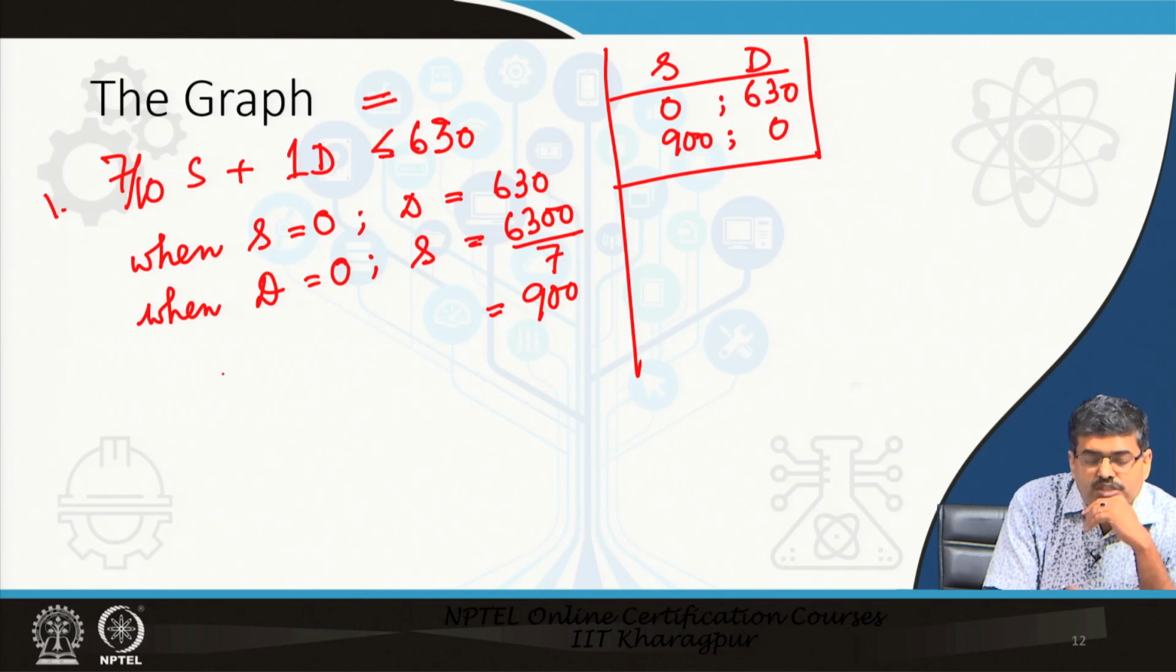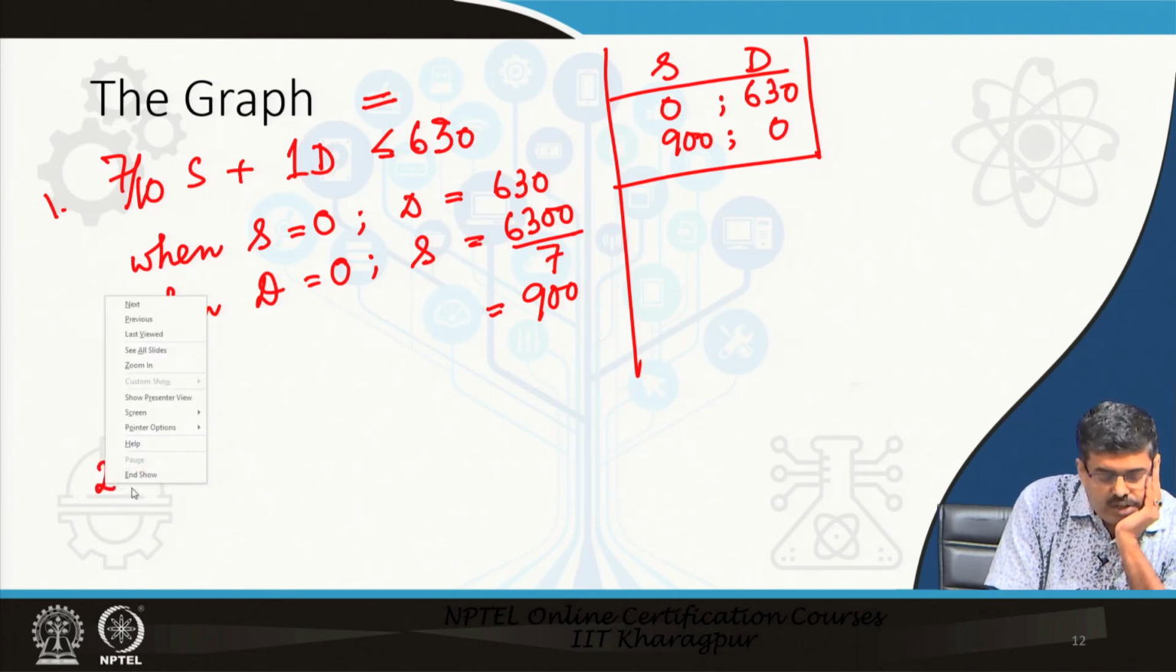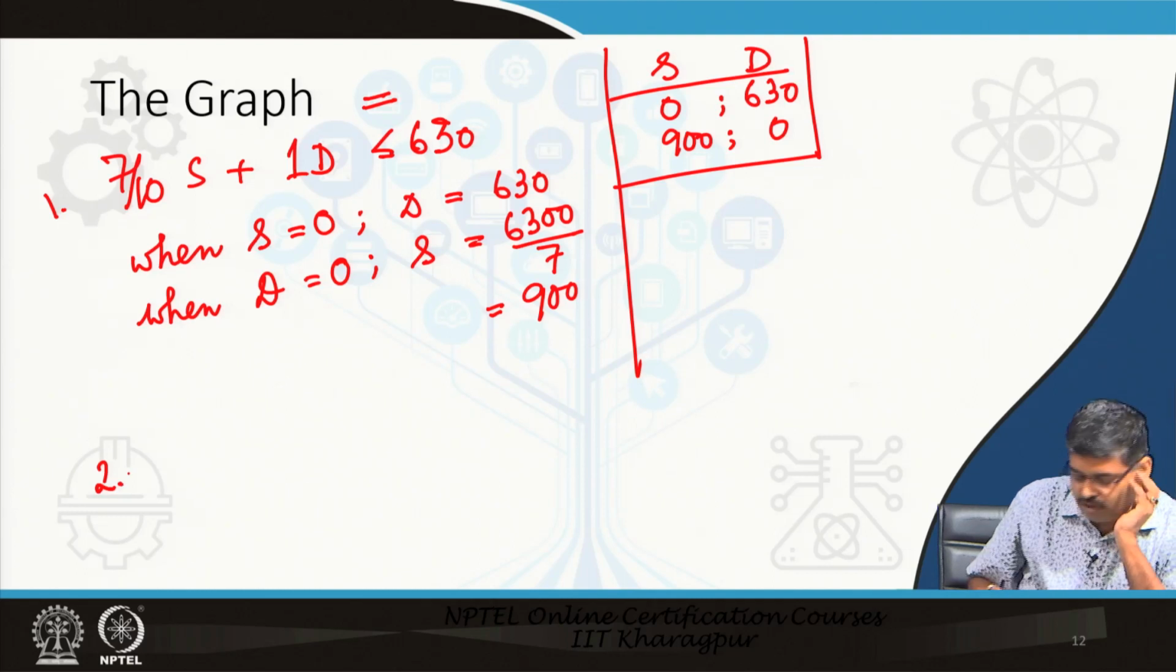Understood? First equation was this: 7/10 S plus 1 D is equal to 630. When S is equal to 0, D is equal to 630. When D is 0, S is equal to 6300 divided by 7, that is 900. So, what are the 2 points? S 0, D 630; D 0, S 900. This is the first equation's points. Sorry, let us go to the second equation.